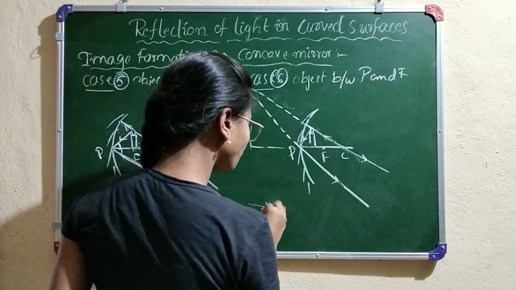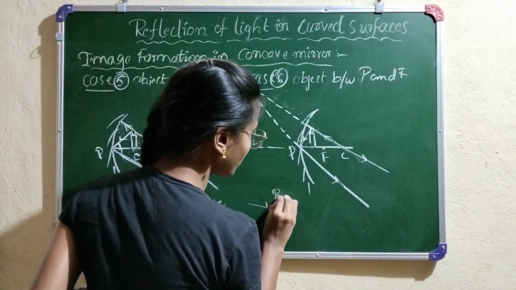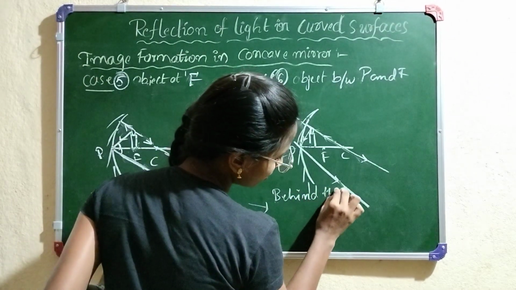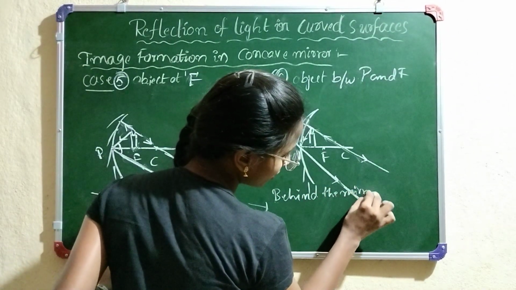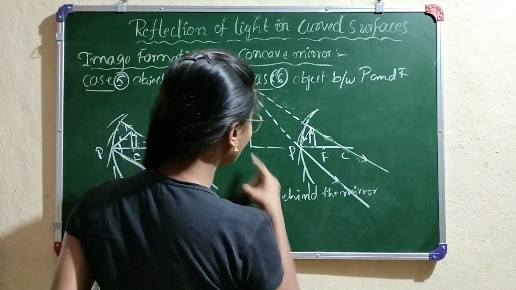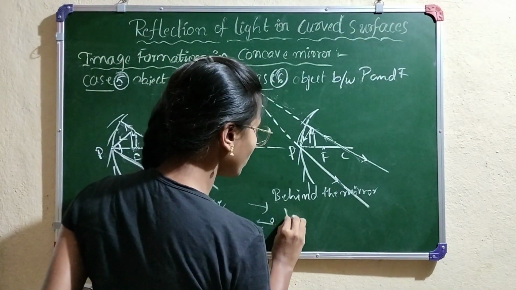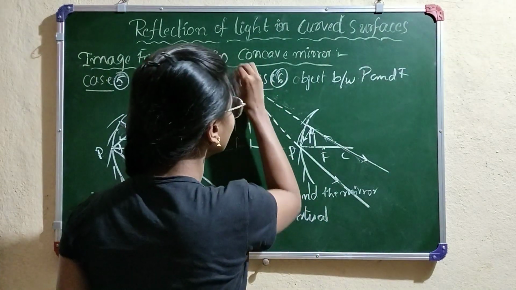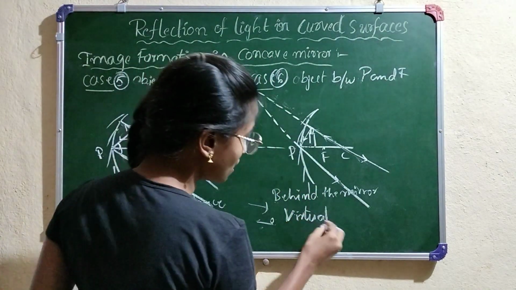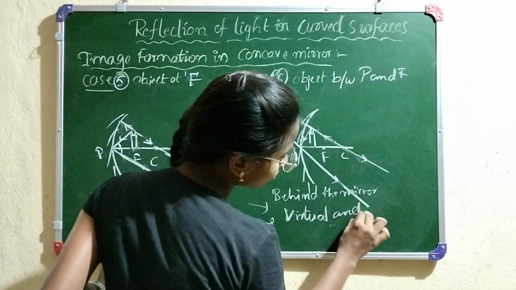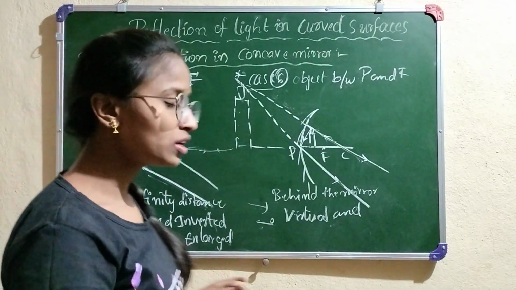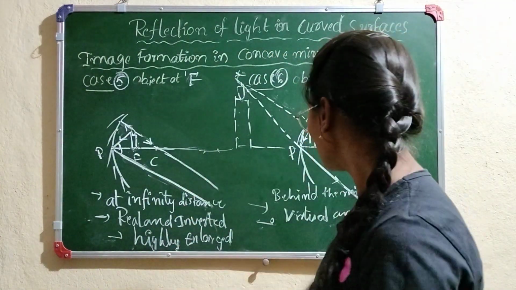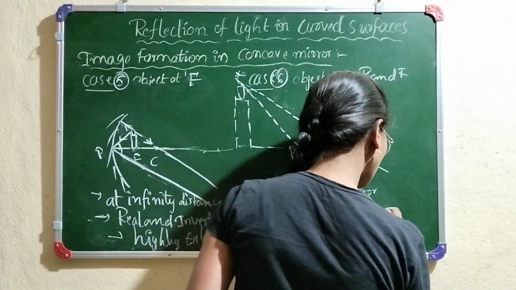So here the image is forming behind the mirror. Behind the mirror it will be formed, and it will be virtual, because it is not formed by real reflected rays. This is also an important case. It will be virtual, and wherever the image is virtual, it will compulsorily be erect, not inverted. So it will be erect.